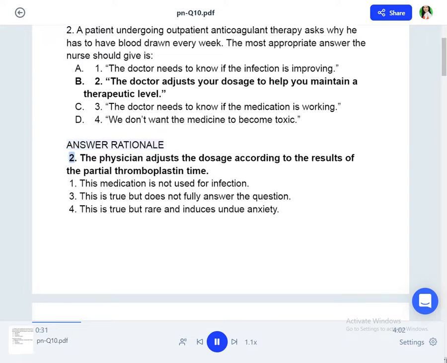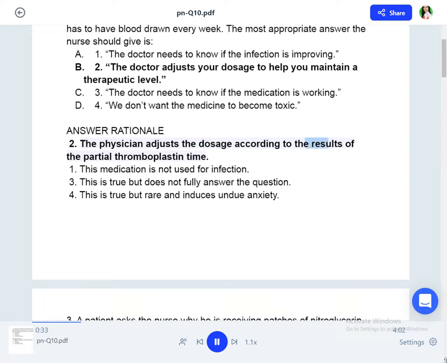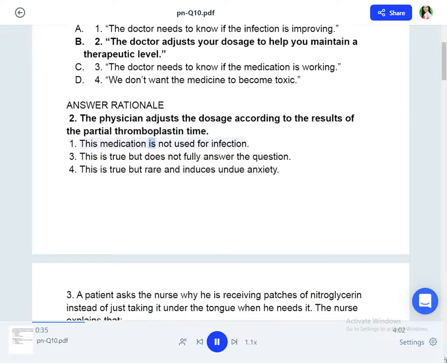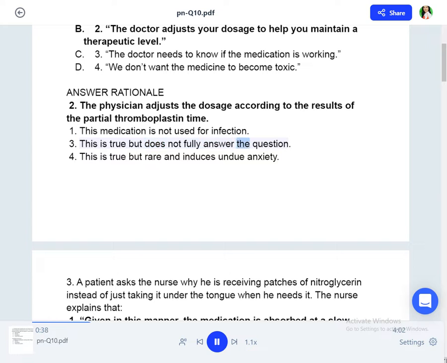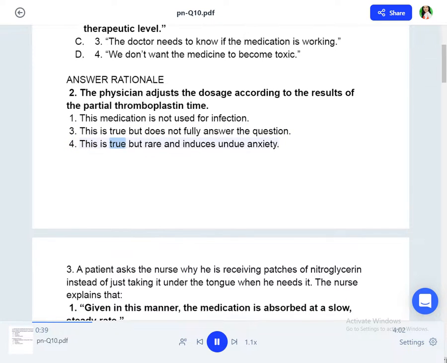Answer. Rationale. 2. The physician adjusts the dosage according to the results of the partial thromboplastin time. 1. This medication is not used for infection. 3. This is true but does not fully answer the question. 4. This is true but rare. It induces undue anxiety.